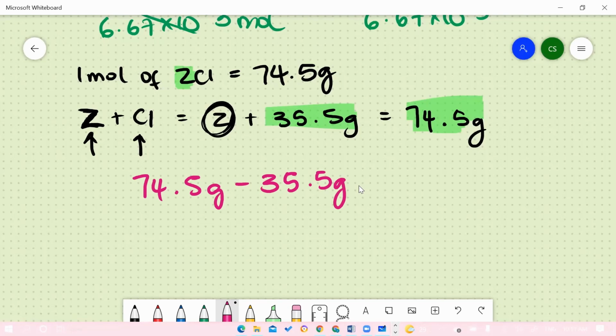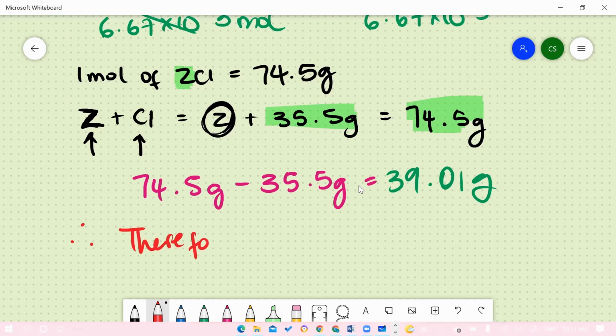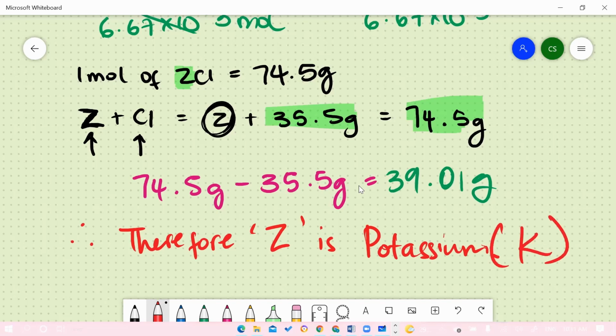Oh, that's fine. So we would subtract, as you said. And what would we get? Okay, 39 grams. So you know that's going to be potassium. So therefore, very good. The mass, therefore, of Z is potassium. All right? That clear?